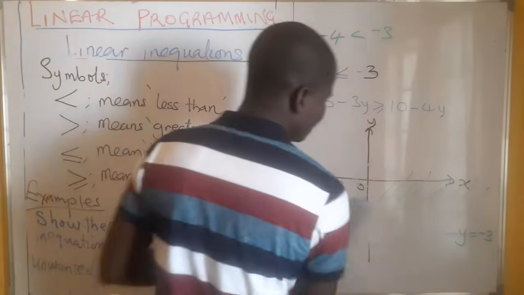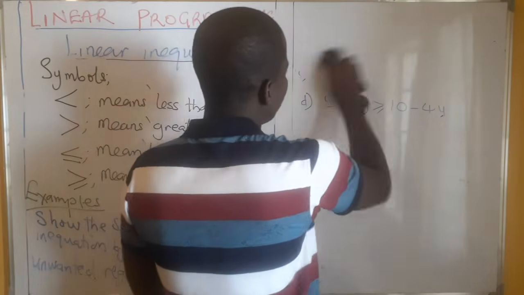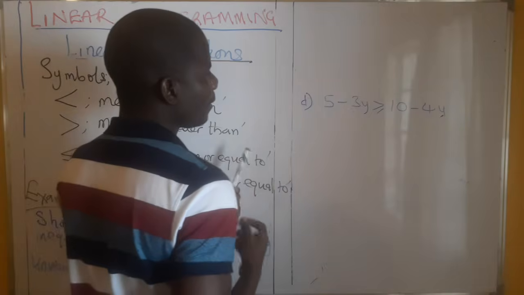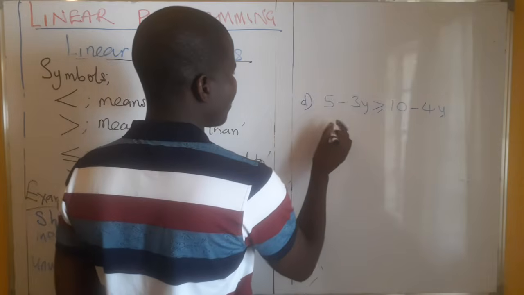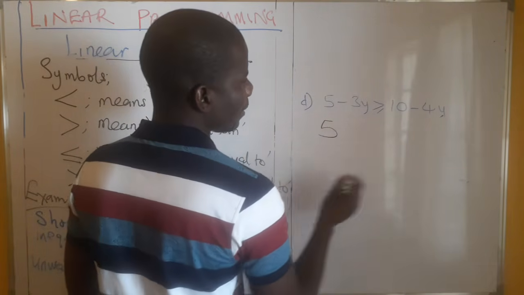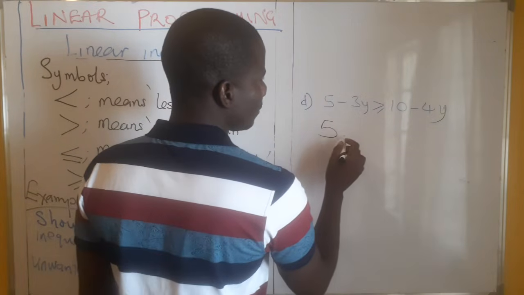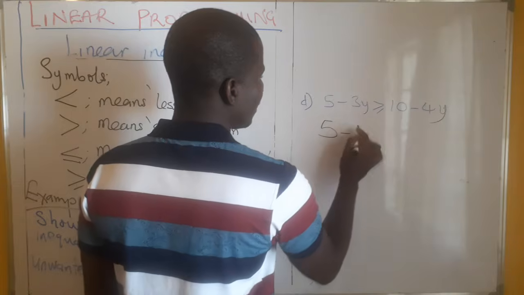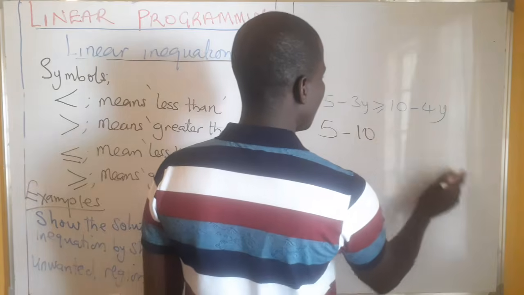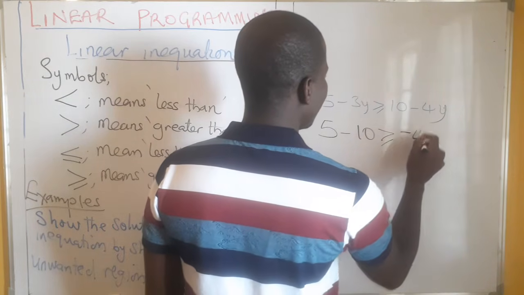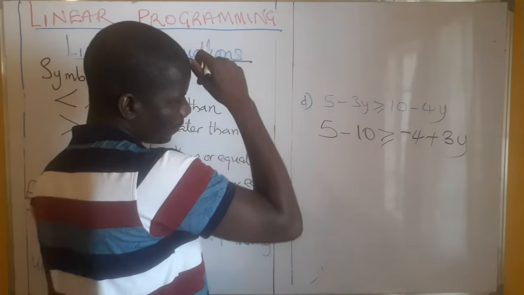So let's do the last one. We are also solving this one quickly. We put the like terms together. What are we going to have? We have 5y on this side, 5y minus 10 on this side, minus 4 plus 3y, isn't it? That is what we have.